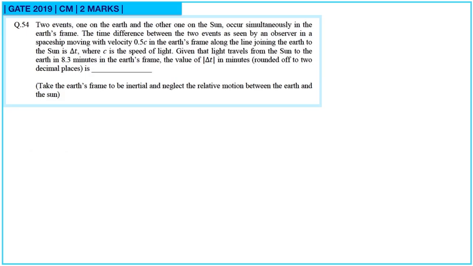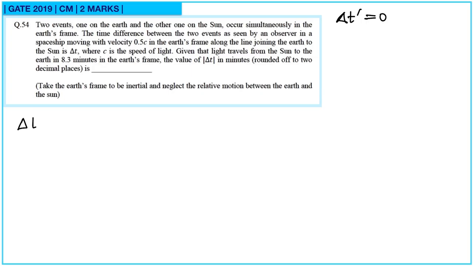Next question. Two events, one on the earth and the other one on the sun, occur simultaneously in the earth's frame. So delta t dash is equal to 0. The time difference between the two events as seen by an observer in a spaceship moving with velocity 0.5c in the Earth's frame along the line joining the Earth to the Sun is delta t, where c is the speed of light. Given that light travels from Sun to the Earth in 8.3 minutes in the Earth's frame, the value of delta t in minutes is? Take Earth's frame to be inertial and neglect the relative motion between the Earth and the Sun.